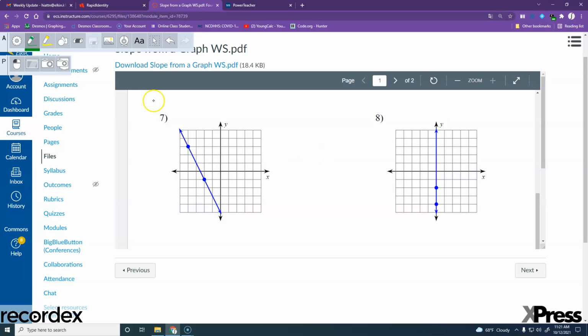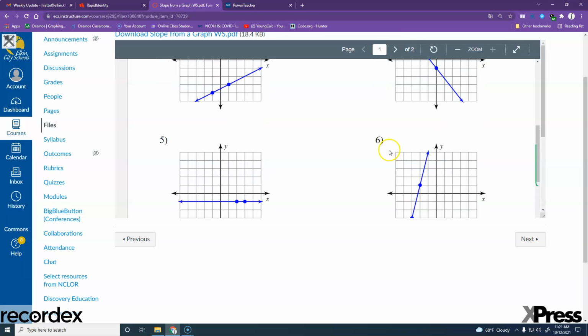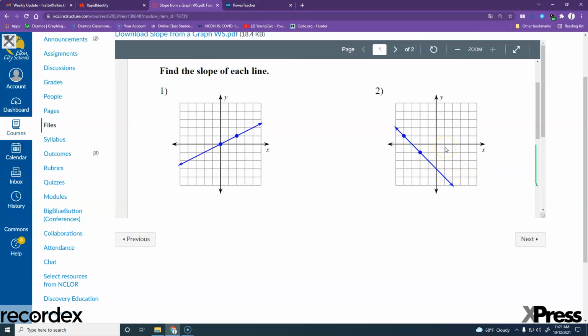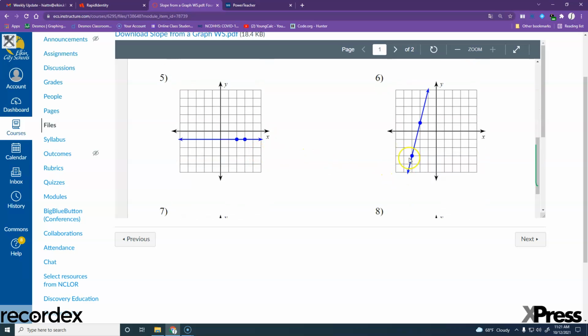So 7 had a negative slope. 4 had a negative slope. 2 had a negative slope. They're all going down, right? So if I have a line that has a negative slope, it is going to look like from left to right that it's going down. Okay? So 1, I can tell this is going to be a positive slope. 3 is a positive slope. 6 is a positive slope because they all go up from left to right.